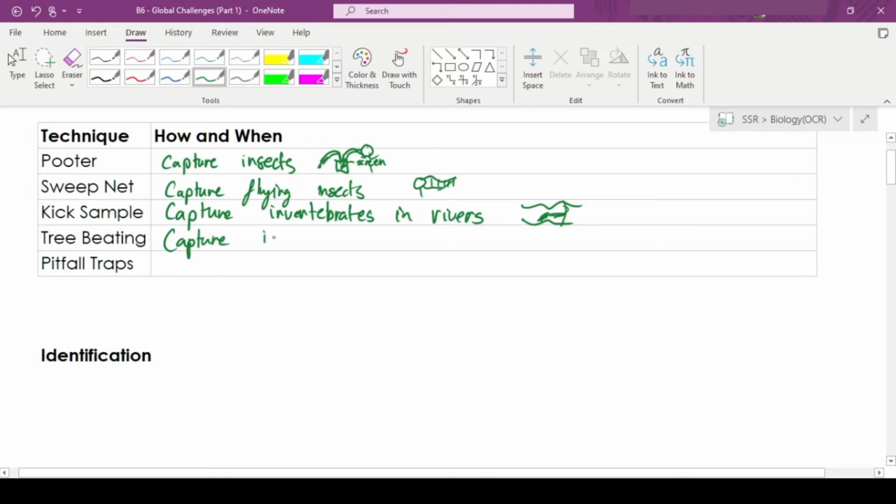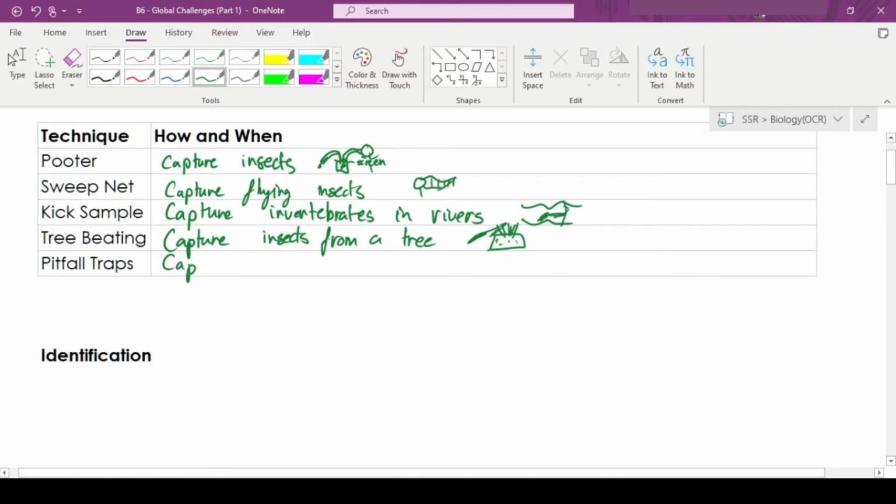Tree beating is kind of exactly what it sounds, and we'll use it for capturing insects that are living in a tree. What you do is you put down a large white sheet so that you can see them, and then you put that down around a bush or a tree, and you hit the bush or tree with a stick. They all fall out, and then you're able to capture them, sometimes with a pooter or sometimes just looking at them on the sheet there.